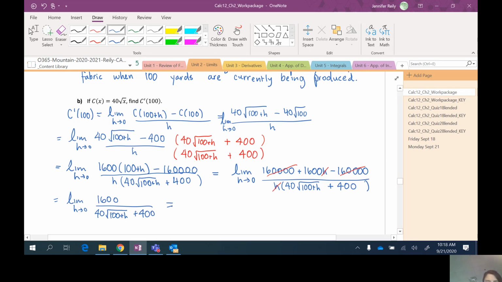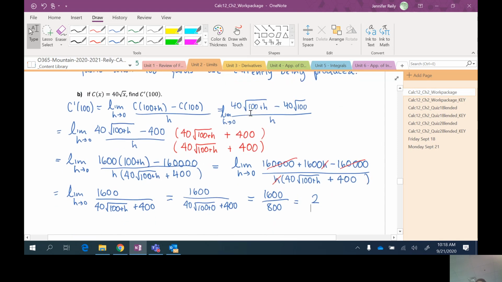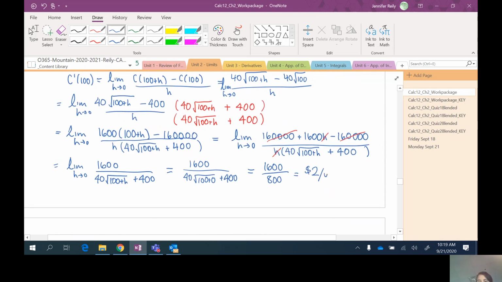It writes values for some reason. So we get 1600 over 40 times 100 plus 0 plus 400. And that gives you 1600 over 800, which is 2. And we need some units. So remember, our units, if we look back above, are dollars per yard. $2 per yard. So let's interpret that for a second, because that was a lot of math there.